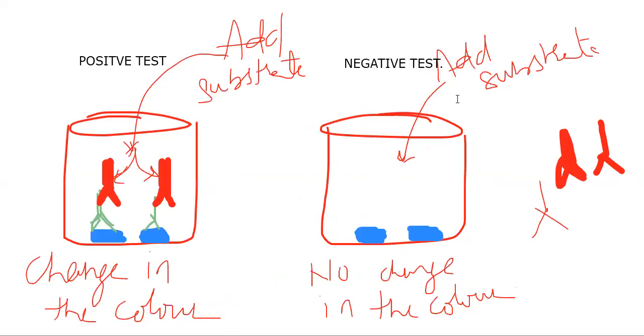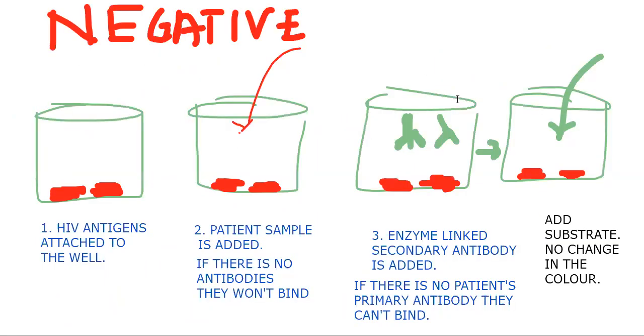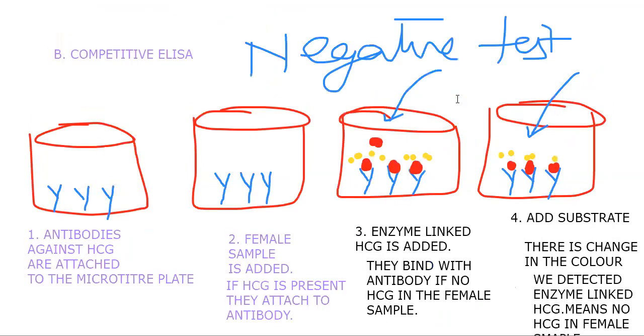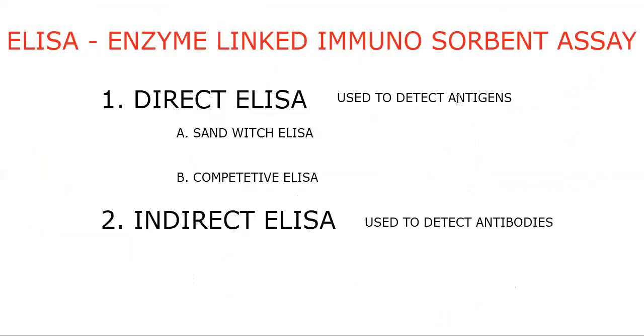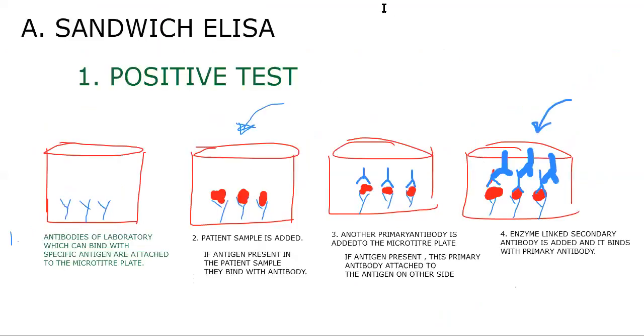Okay, so this is all about indirect ELISA and direct ELISA, sandwich ELISA, and competitive ELISA. So finally, here are direct ELISA and indirect ELISA with the diagrams we are showing.